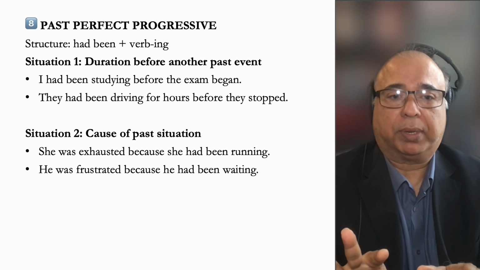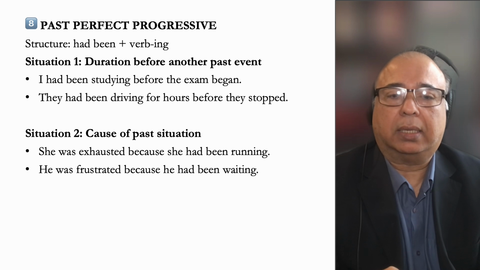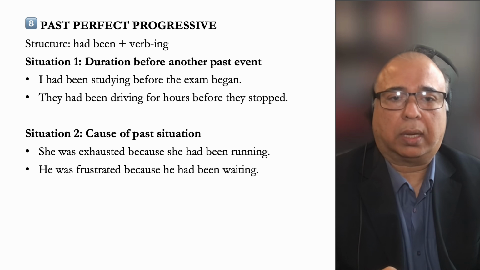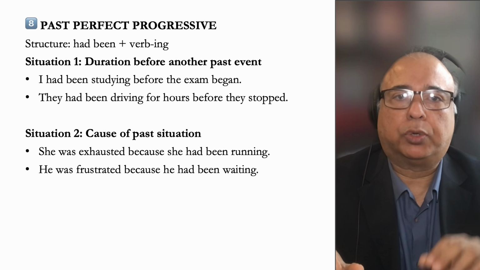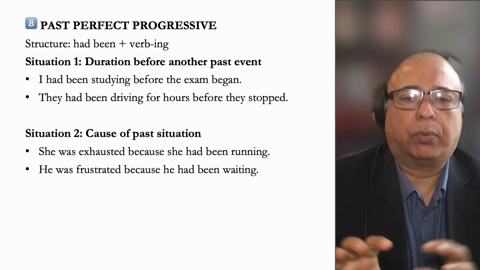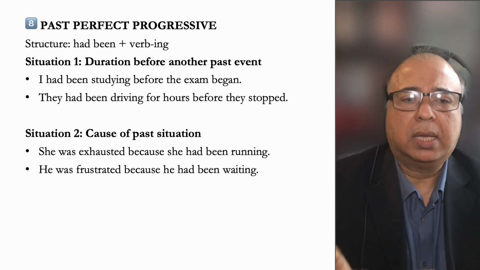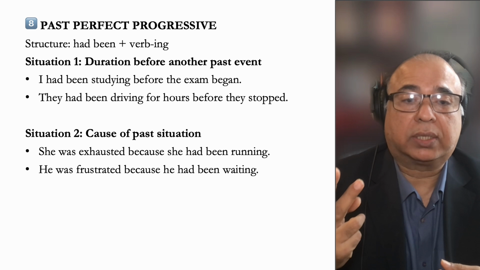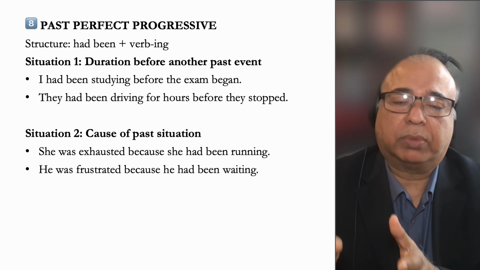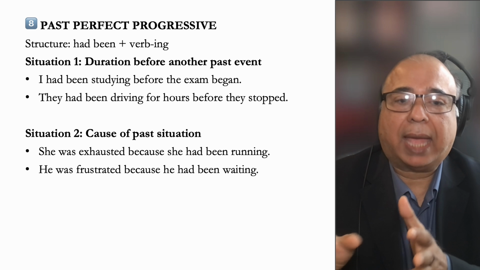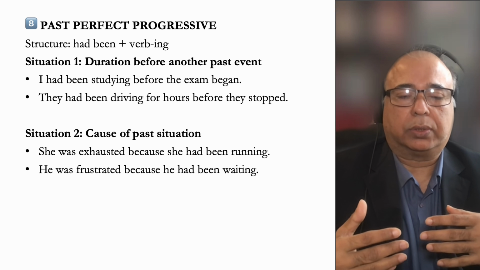So 2 things happen. I had been studying, one long action, before the exam began. They had been driving for hours before they stopped. Okay? So that's the situation. 2 actions, remember. But one thing had been happening before something else happened. They had been driving for hours before they stopped.